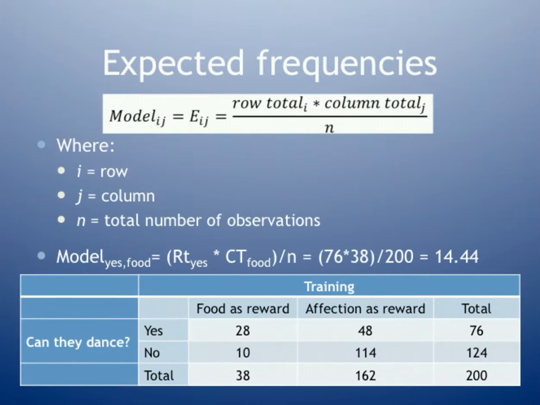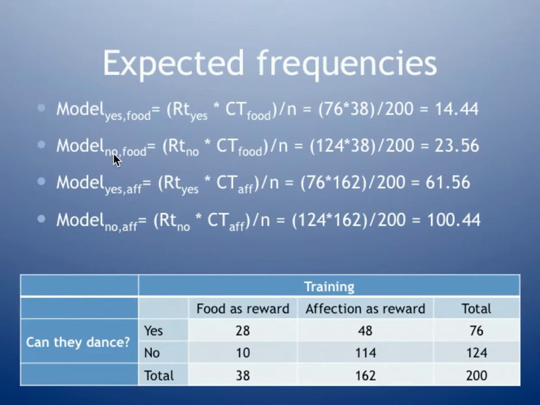So now let's just work each of them out. So if our model, our expected value for yes and food, we wanted to do, we would do the row total for yes, which is 76, times 38, the column total, like we talked about, and then divide that by 200. And you would end up with 14.44. So what that means is that by chance alone, you would expect 14.44 to be the number of cats in this cell. But there's 28, so you can see that there's a difference there already. And then we'll do that for each of our possibilities, all 4 of the cells in here.